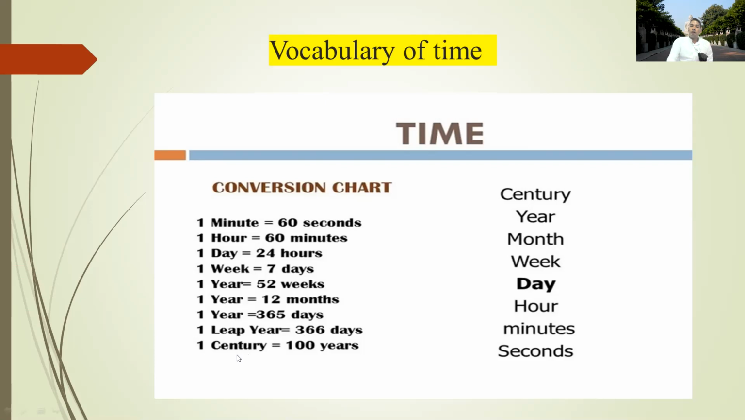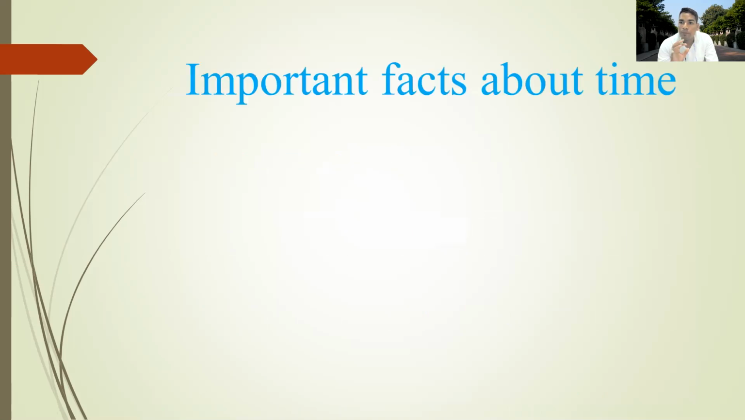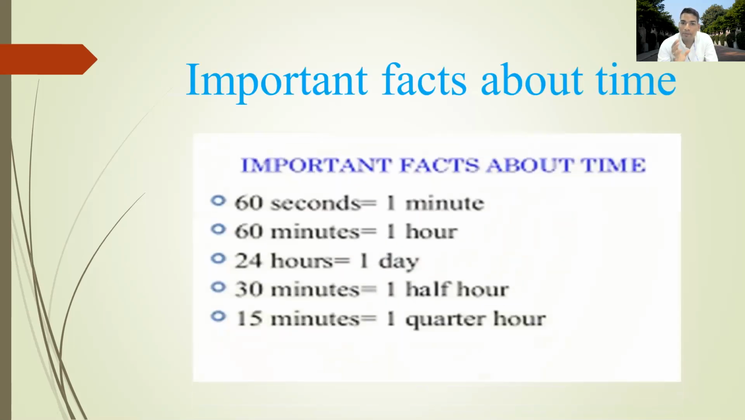Next is 1 century. 1 century is equal to 100 years. 100 years equals 1 century. A century is converted into 100 years. We can also see written century, years, month, weeks, day, hours, minute, and second. Today we already learned about this. Next slide shows the same thing, important facts about time.